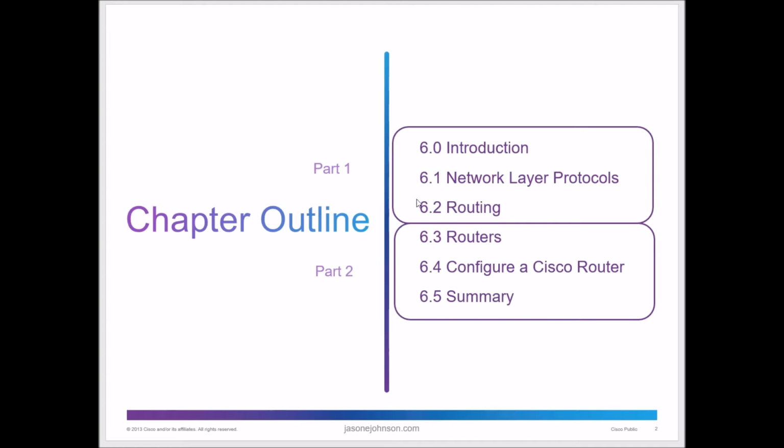Okay, so let's get started with Chapter 6. We're going to do a couple of different things here in the two-part video. The first video, we're going to look at an introduction to the material. We're going to look at network layer protocols, and then we're going to look at routing and what routing is. In the second video, we're going to look at routers and what they are, kind of as an overview. And then we're going to look at the configuration of a Cisco router, or at least the basics of a configuration of a Cisco router.